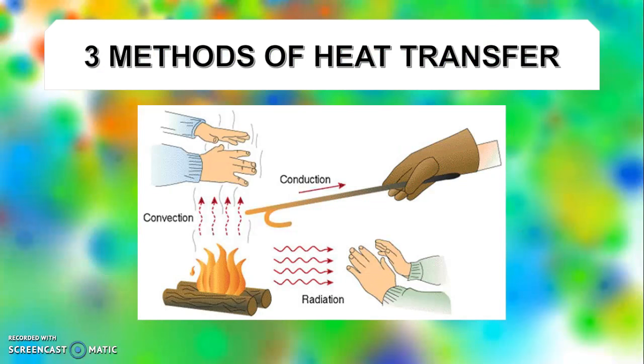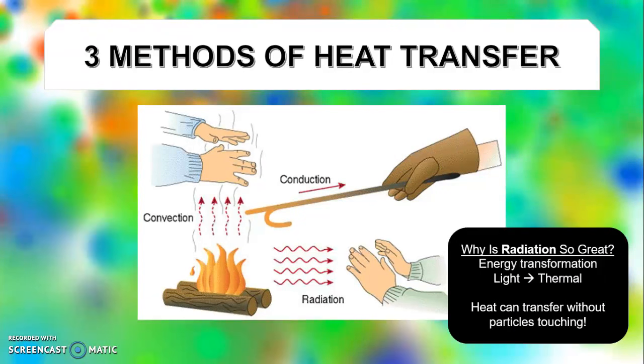Radiation is one of 3 methods of heat transfer. In our coming work together, we'll study other methods of heat transfer, including conduction and convection as well. Radiation is a unique form of heat transfer because it involves an energy transformation where light is transformed into thermal energy without particles directly transferring the energy themselves.